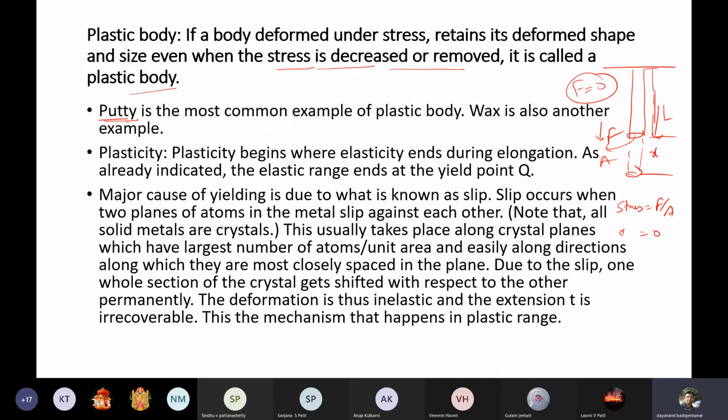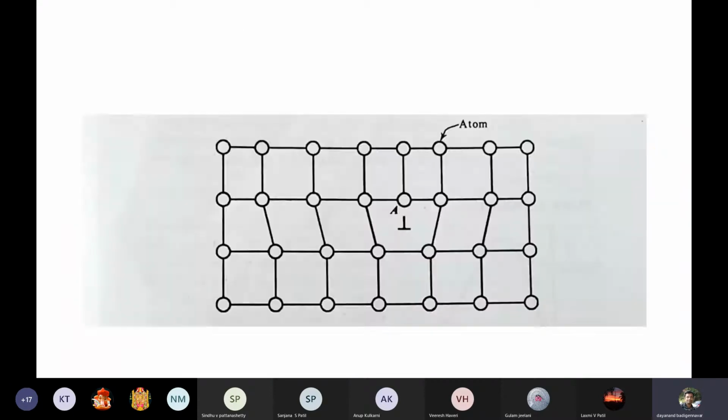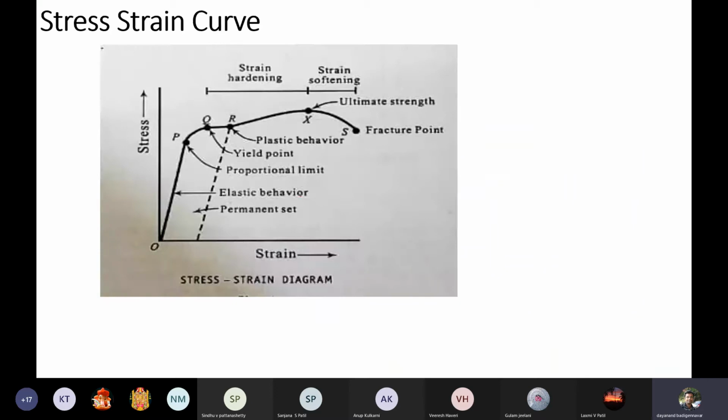Now, as I told you, plasticity starts when the material loses its elastic property. Once the stress is greater than the elastic limit, it loses its elasticity and enters into the plastic region. That you can see in the stress versus strain graph. I think I have the graph also.